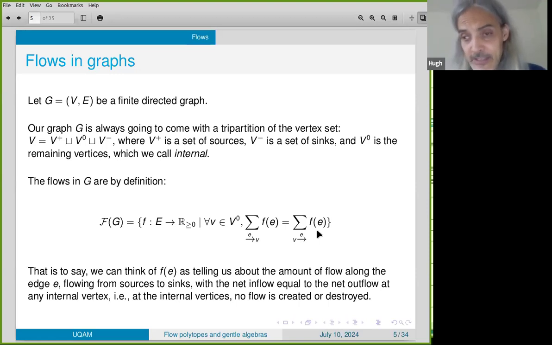So what this is saying is that if we think of it as an amount of flow flowing along the edges, at the internal nodes, the amount coming into the node should equal the amount leaving the node.